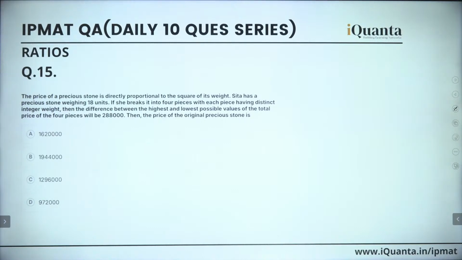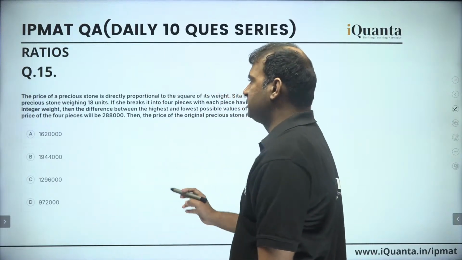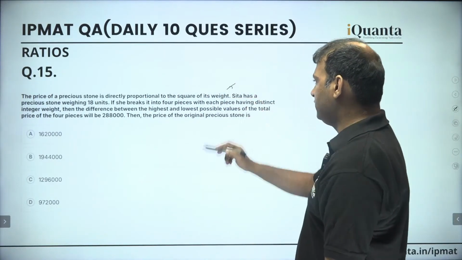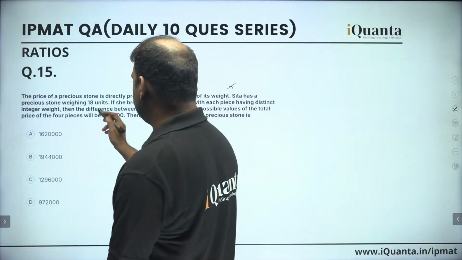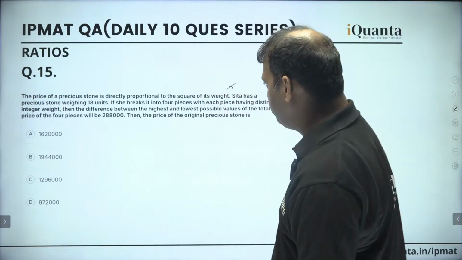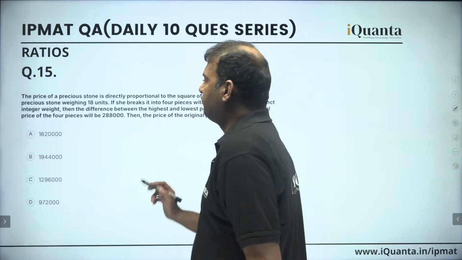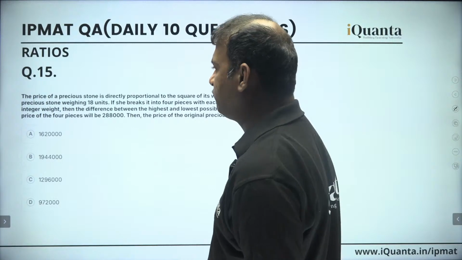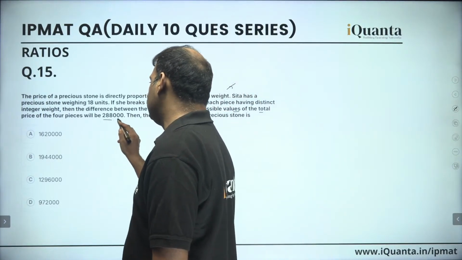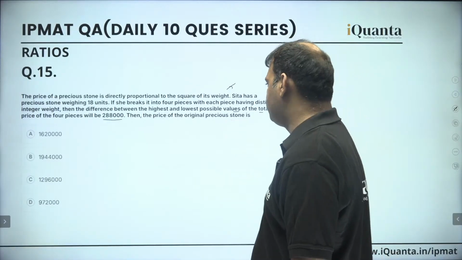Alright guys, I think I should solve it now from here. They are saying that the price of a precious stone is directly proportional to the square of its weight, okay? And Sita has a precious stone weighing 18 units. If she breaks this into 4 pieces with each piece having distinct integer weight, then the difference between the highest and the lowest possible values of the total price of the 4 pieces will be 288,000. Then find the price of the original precious stone.